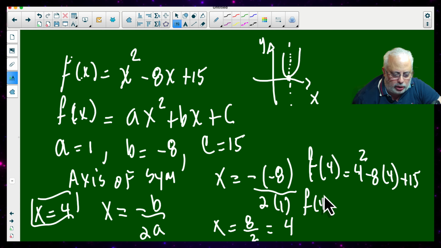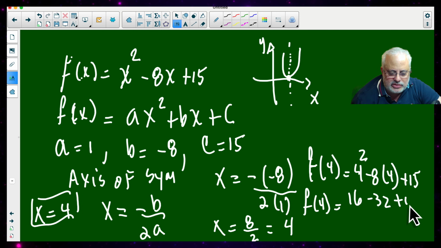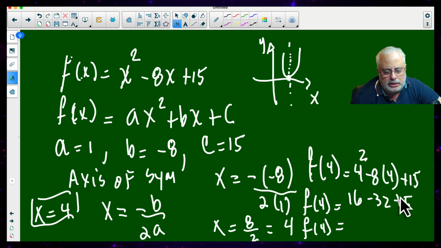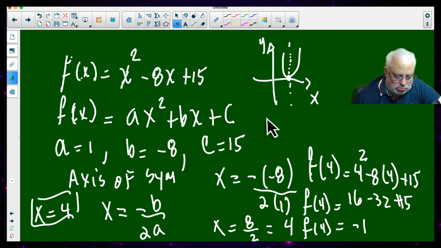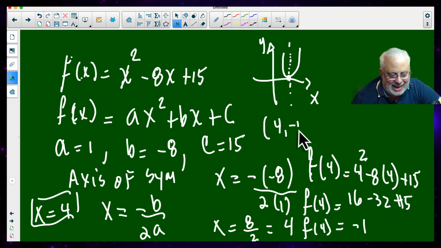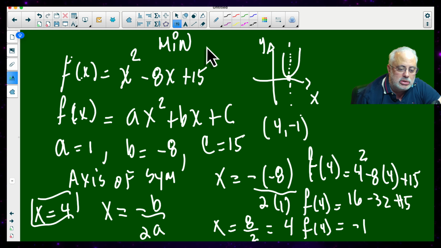So f of 4 is 16 minus 8 times 4, -32, plus 15. So from left to right, 16 minus 32 is -16, and -16 plus 15 is -1. Boom. The coordinate of the minimum is (4, -1). So the minimum, which is the output, is -1.